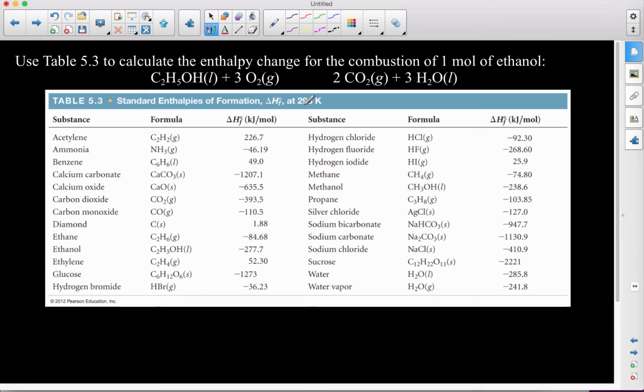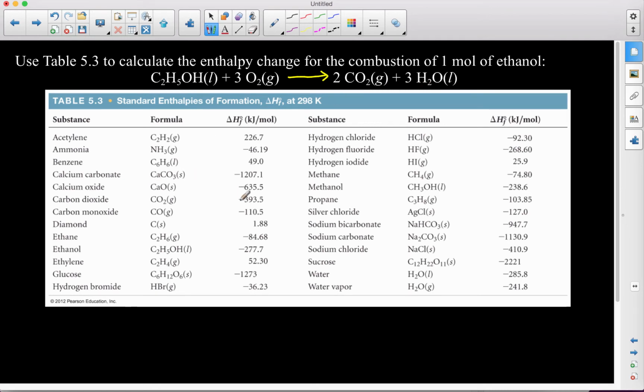Now, if we want to use heats of formation, we have to think back to the beginning of the chapter, where change is always going to be final minus initial. That's what change is defined as. So basically we're going to take the sum of these minus the sum of these, as in the sum of these is how much energy the products either release or absorb, versus how much is released or absorbed here. And these coefficients matter.